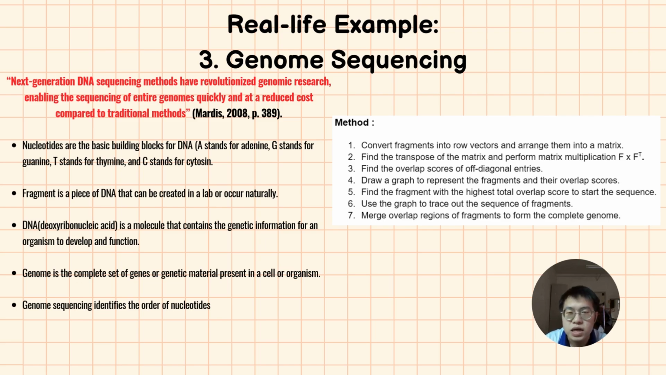Next, I'll be explaining how to implement genome sequencing using linear algebra. First, we convert fragments into row vectors and arrange them into a matrix. Then, we find the transpose of the matrix and perform matrix multiplication, F multiplied by the transpose of F. Then, we find the overlap scores of the off-diagonal entries and draw a graph to represent the fragments and their overlap scores. We will also find the fragment with the highest total overlap score to start the sequence. We will also use the graph to trace out the sequence of fragments, and finally merge the overlap regions of the fragments to form the complete genome.